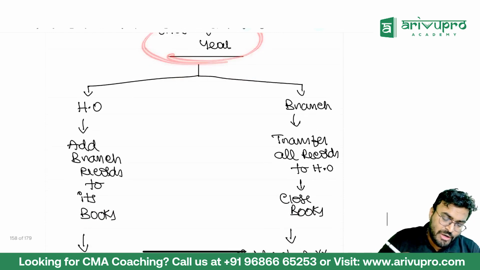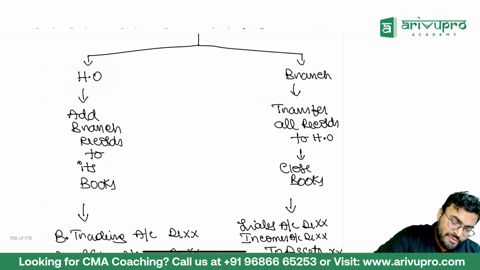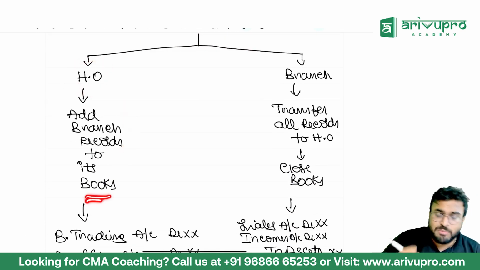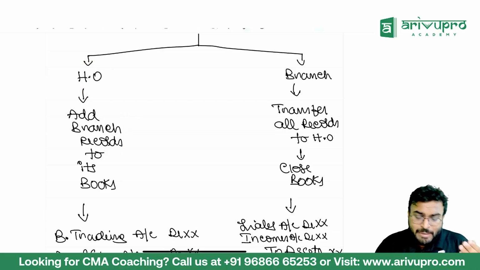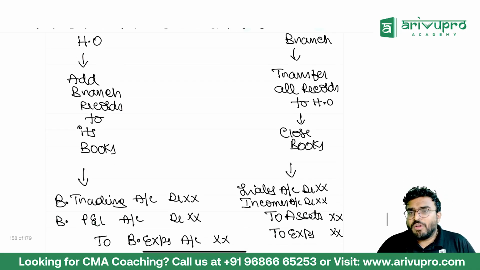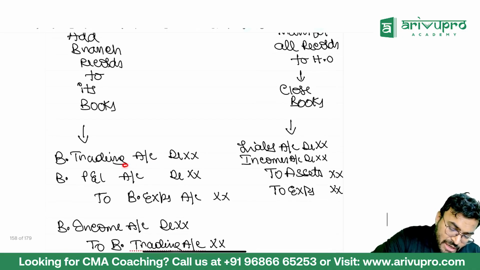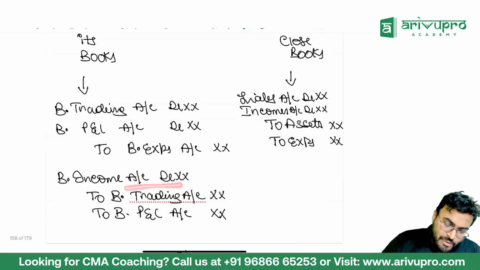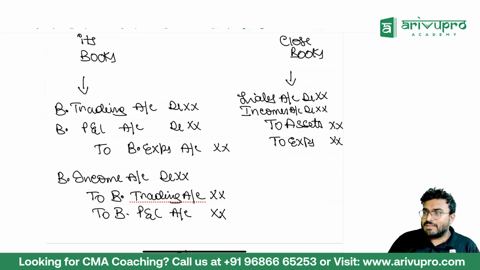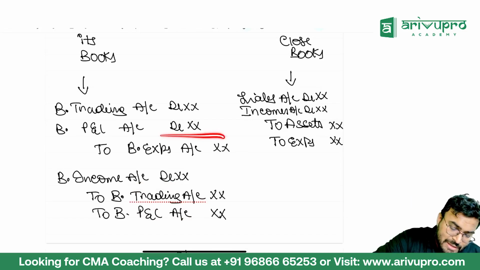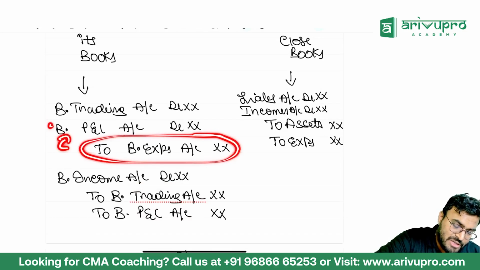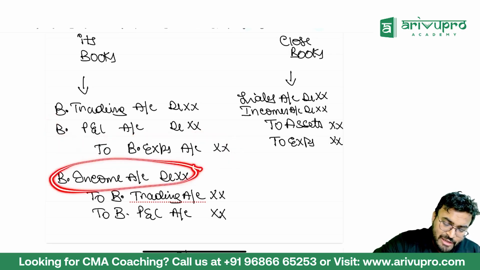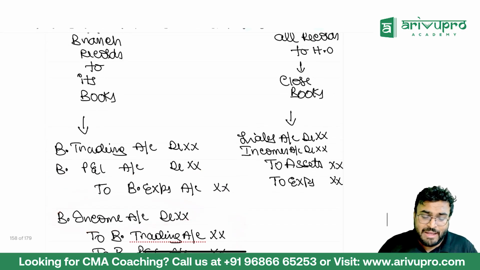So at the end of the year, what is going to happen? Head office will add all the branch records to its books. Branch trading account debited, branch P&L account debited to branch expenses. Branch income account credited to branch trading and branch P&L. Is this clear? All the branch expenses they are going to add to branch trading and branch P&L, and all the incomes they are transferring to branch trading and branch P&L.